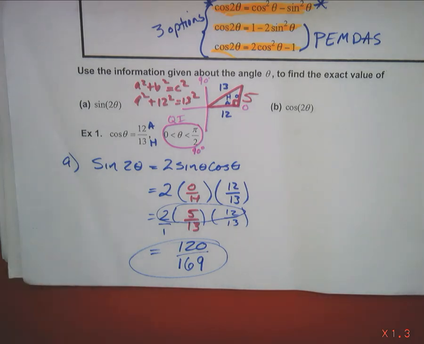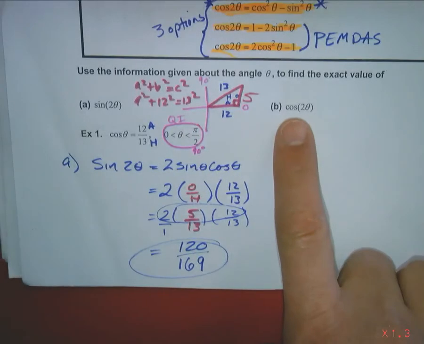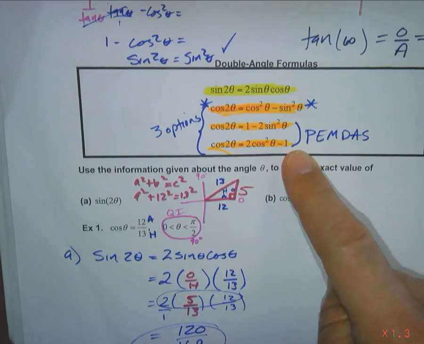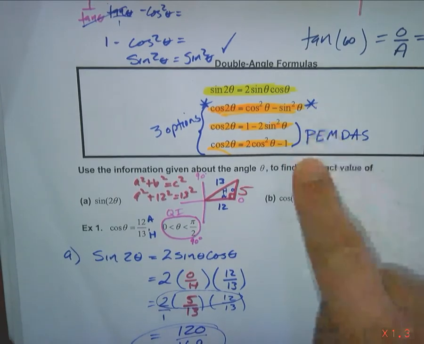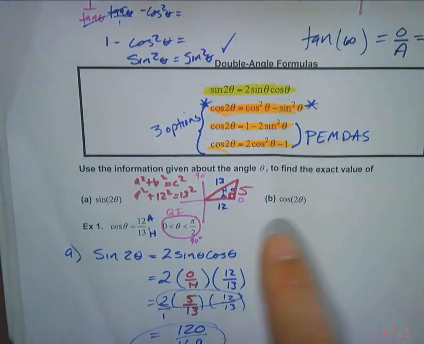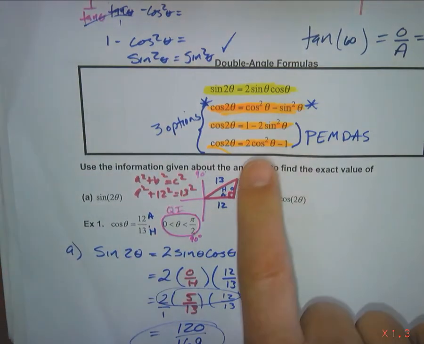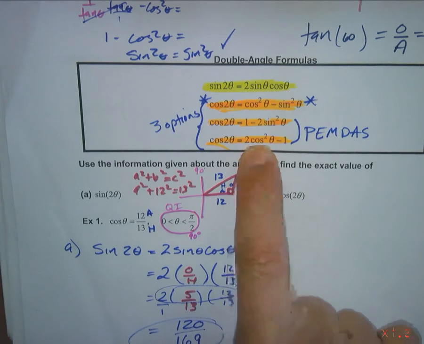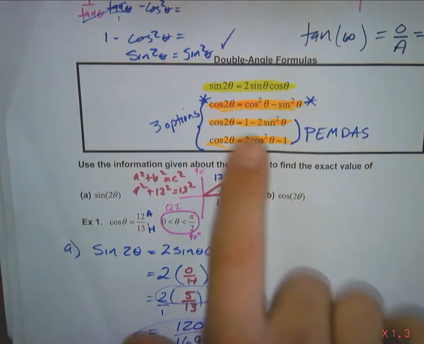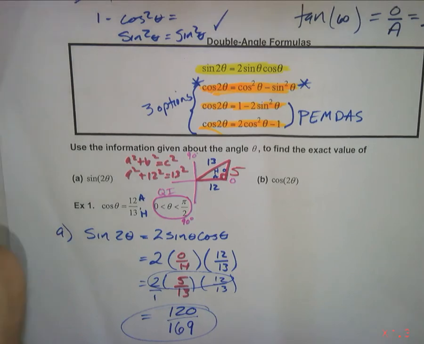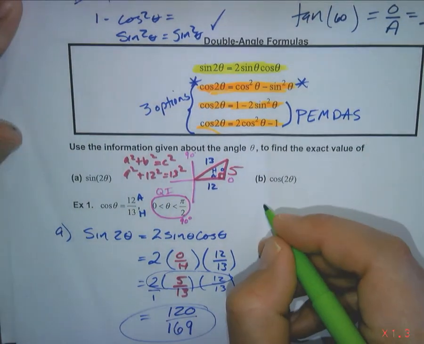As I take a look at the next one, they want me to find part B, which is cosine of double theta. And this is where you have 3 choices on what formula you want to use, and it really doesn't matter. Like, for instance, if they give me cosine and I don't want to find sine, then I could use this one right here. But I know sine and cosine here, so I might as well just use the top one, okay? Because that's the easiest one to use. So I'm going to go ahead and plug that in here.